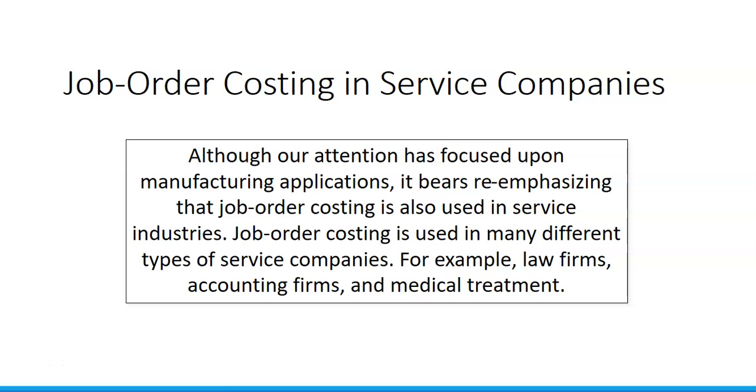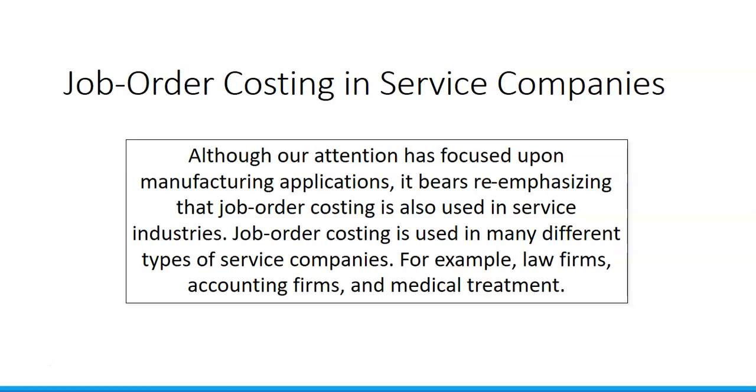In service companies, we still have job order costing. We just have different products. So instead of manufacturing something where we have all of the direct materials that would be included in construction or manufacturing, we generally have direct labor. But service companies still have overhead. And occasionally they have direct materials depending on what the service is.